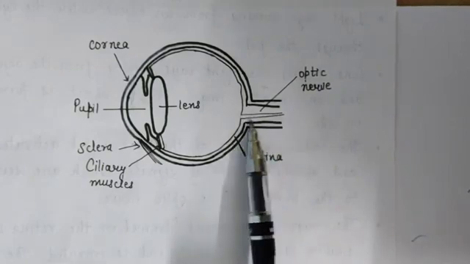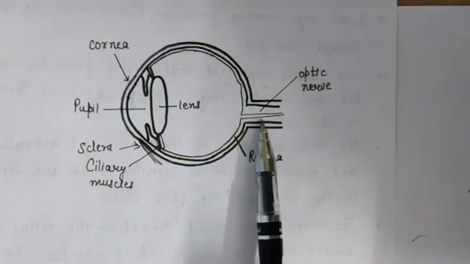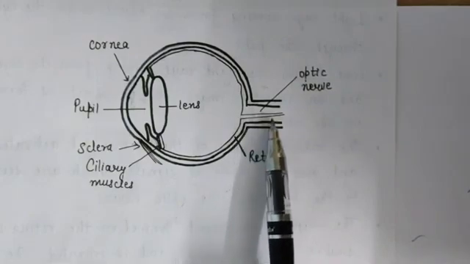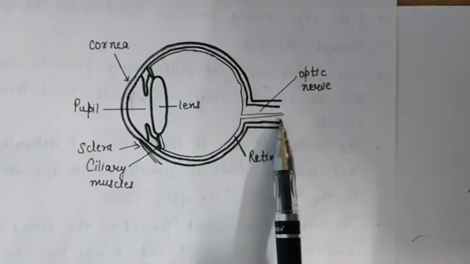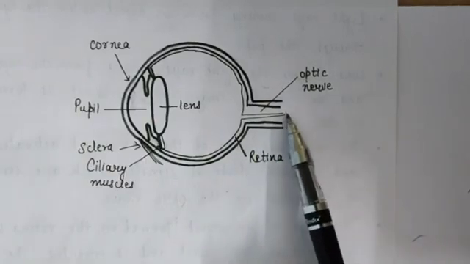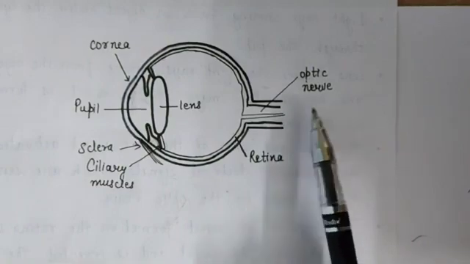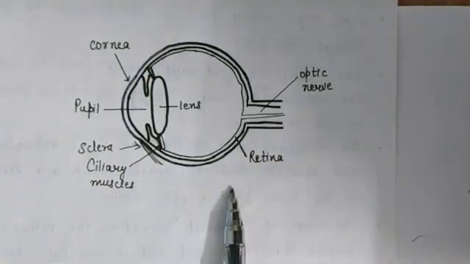This is the optic nerve, which carries optical messages or electrical signals to the brain. It means electrical signals are sent to the brain by the optic nerves, because these optic nerves are connected to the brain. So draw this diagram in your notebook.